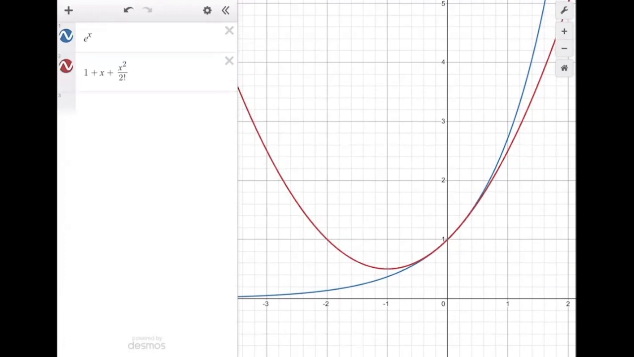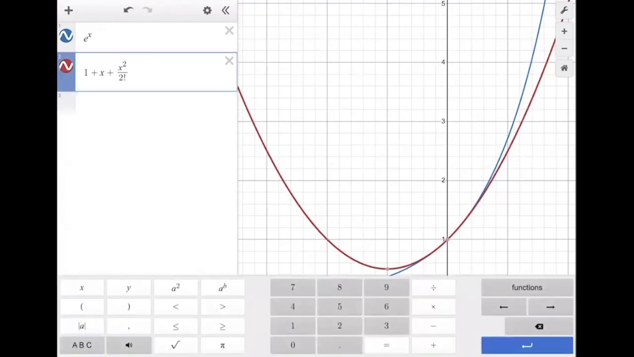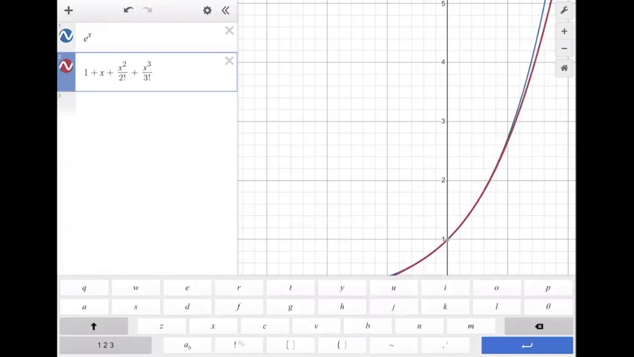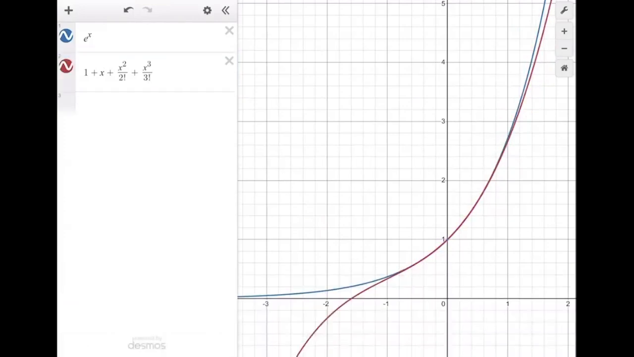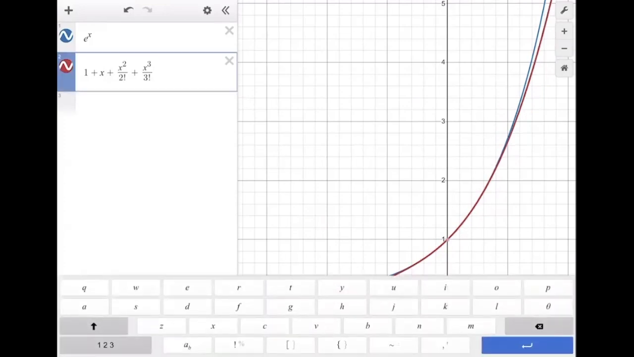And let's take a look at the third degree Taylor polynomial. So 1 plus x plus x squared over 2 factorial plus x cubed over 3 factorial. It looks like the graph of the polynomial is more like the graph of e to the x, better than before. And if you keep adding terms, the graph of the polynomial is going to become more and more like the graph of the actual function.